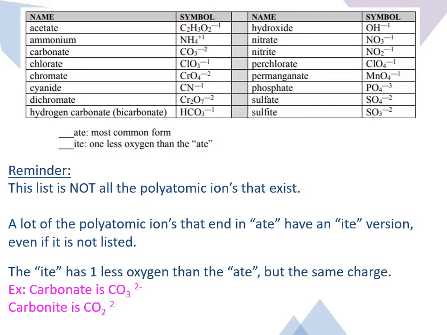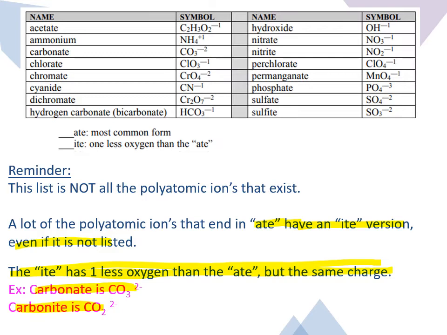And then a lot of these polyatomics that end in ate also have an ite version, even if it's not listed. The ite version is always one less oxygen than the ate, but the same charge. So I might ask you about carbonite. You know carbonate, CO3, 2 negative. Carbonite, CO2, 2 negative.